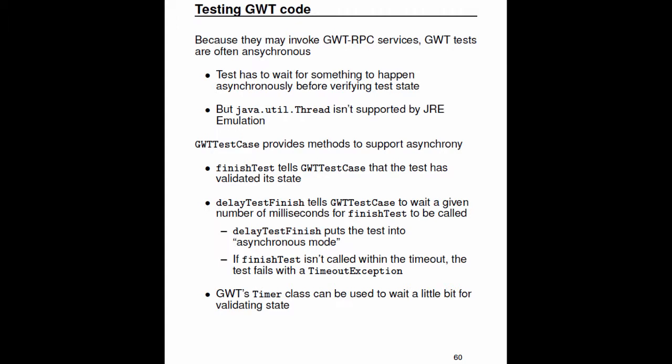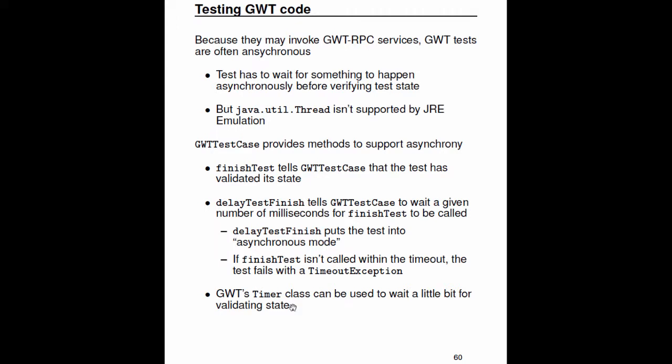So the way it does this is that the GWT test case provides a method called finishTest, which basically tells the framework, yep, we have validated all the state. So once you say finishTest, then the test is really finished. You can call delayTestFinish, which will say, hey, wait for some number of milliseconds for finishTest to be called. What this does is it puts the test into asynchronous mode. It'll basically wait for the finishTest method to be invoked.